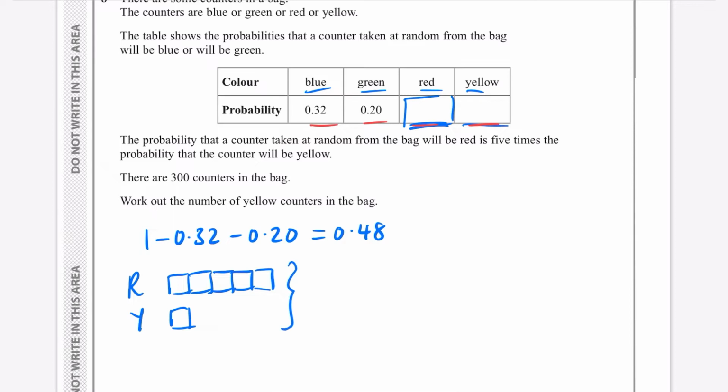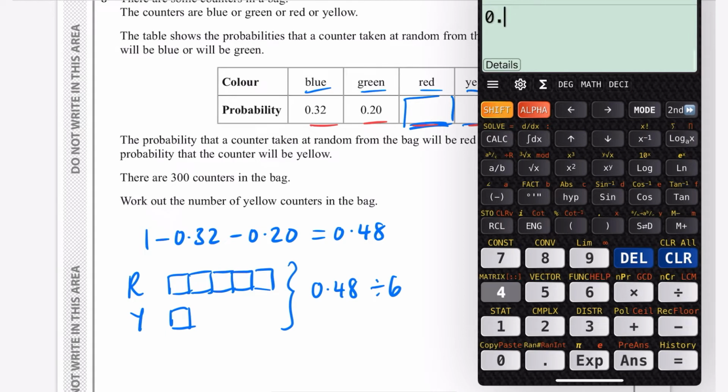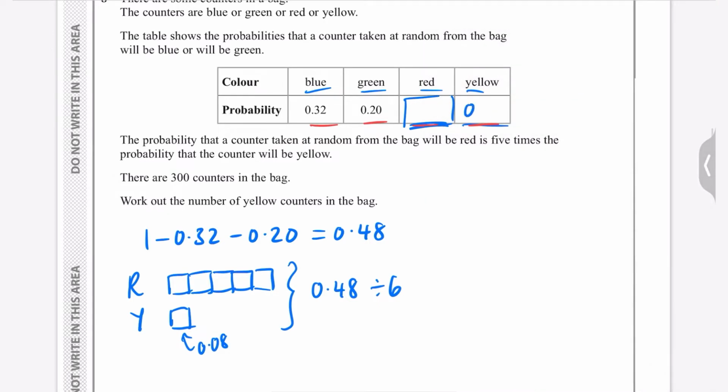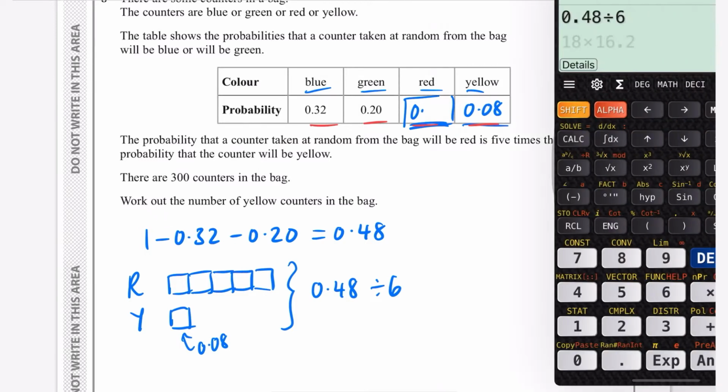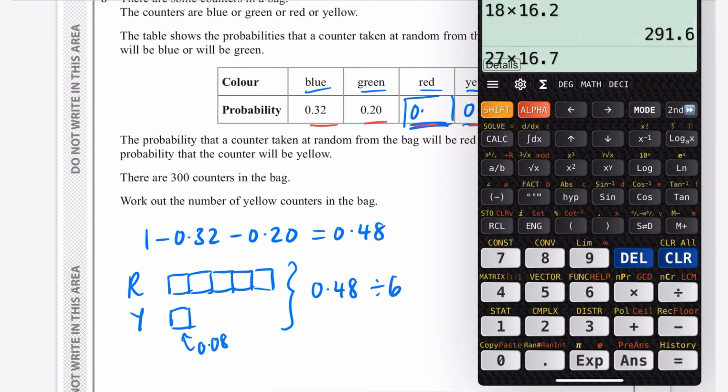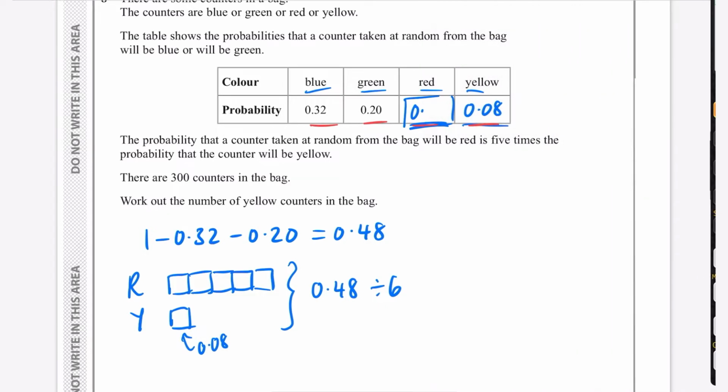But I kind of like thinking of it in this diagram. So we know that 0.48 has got to be shared between these 6 boxes that we've got here. 0.48 divided by 6. And that will tell us how much one of the boxes is. So each of these little boxes that we have here is 0.08, which means the yellow is 0.08. And so the red is 0.08 times by 5. 0.08 times 5, which is 0.4. Plus, we could have told that they had to add up to 0.48.